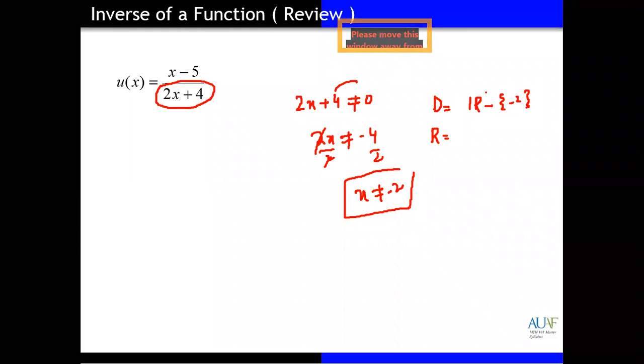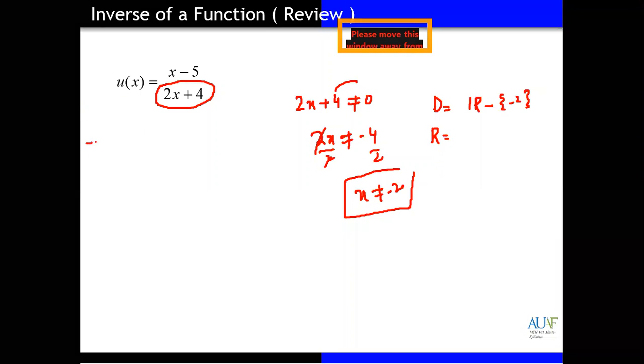But how can we find the range? For finding the range, first we need to find the inverse function. When we find the inverse function, the domain of the inverse function is actually equal to the range of our main function. So let's find the inverse function for this one. And you know how we can find the inverse function.